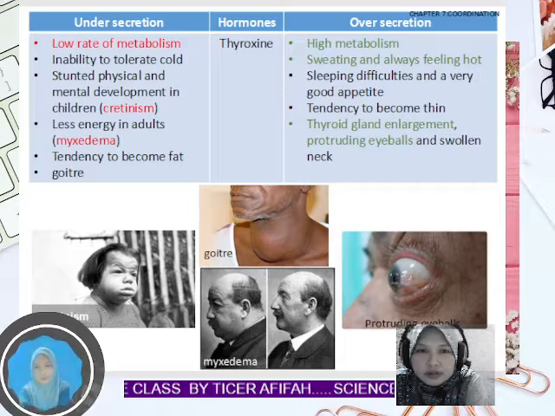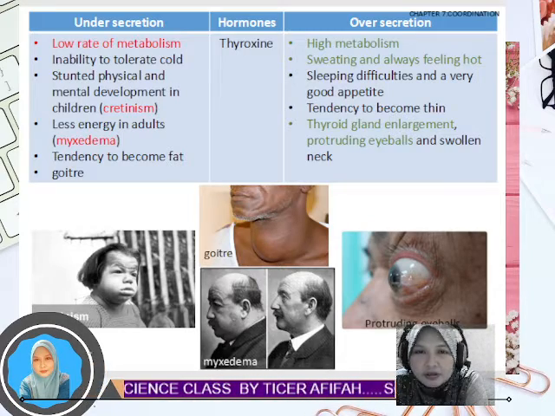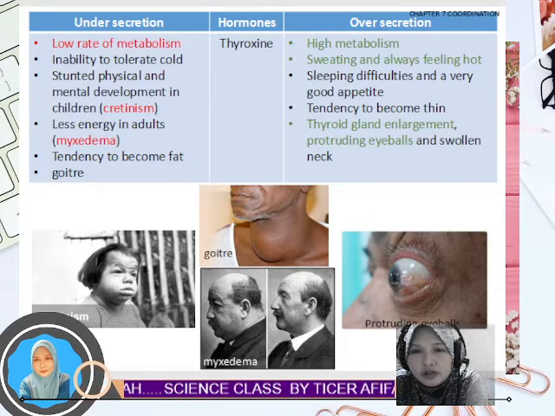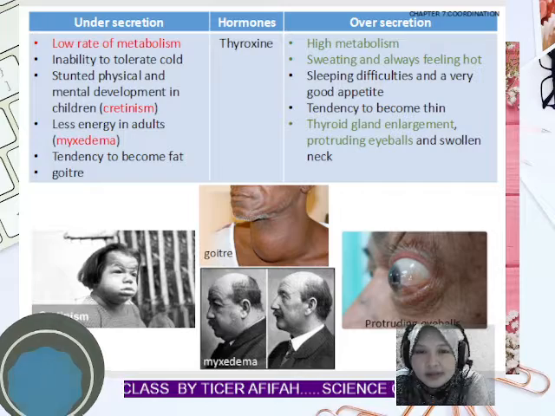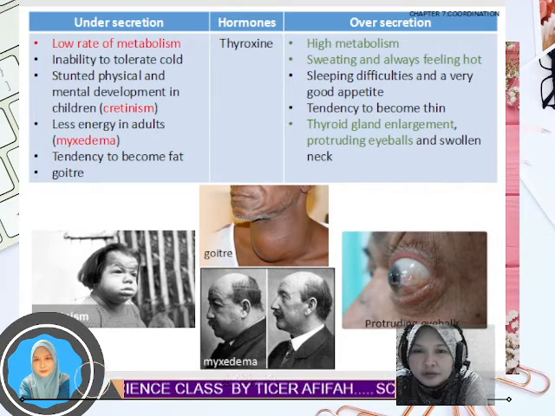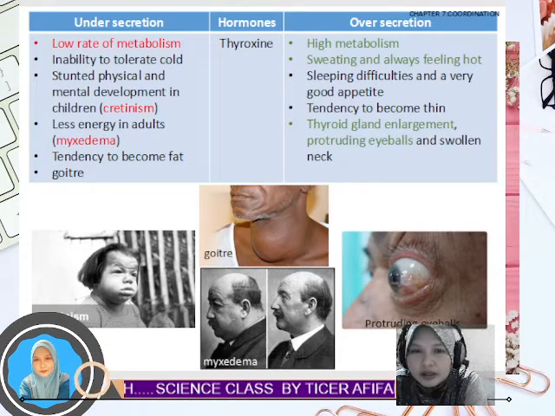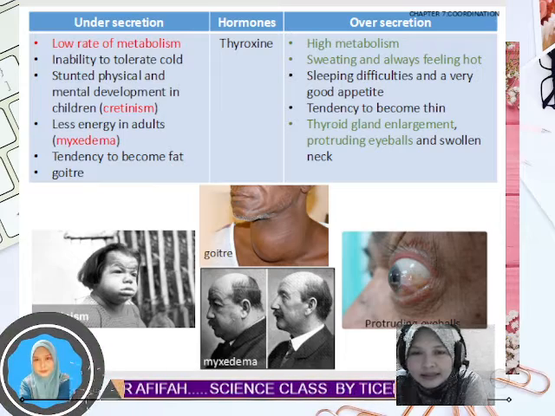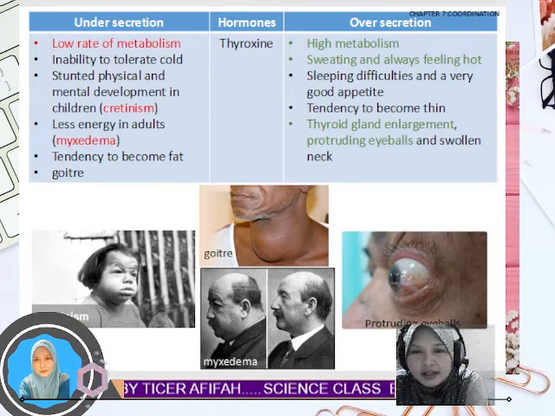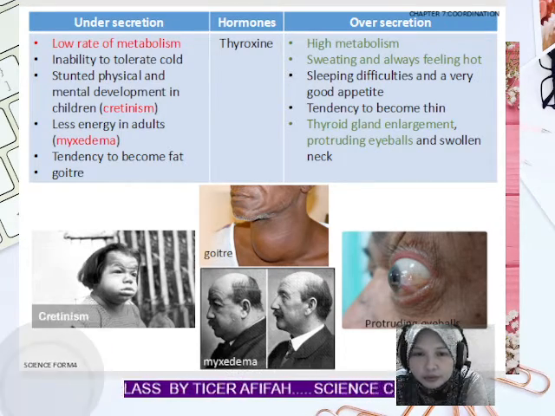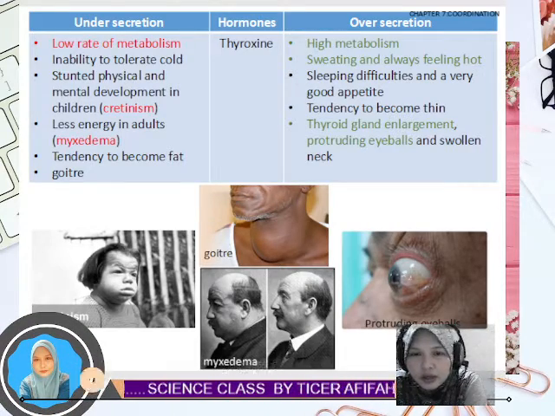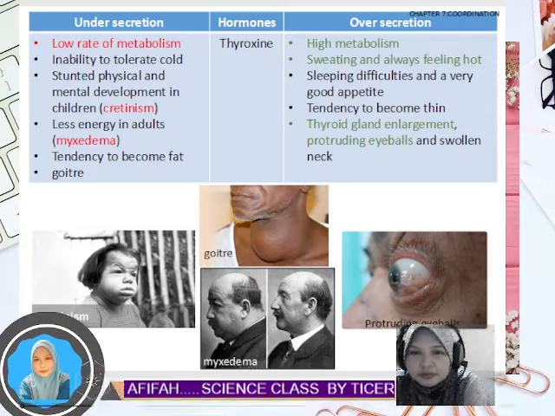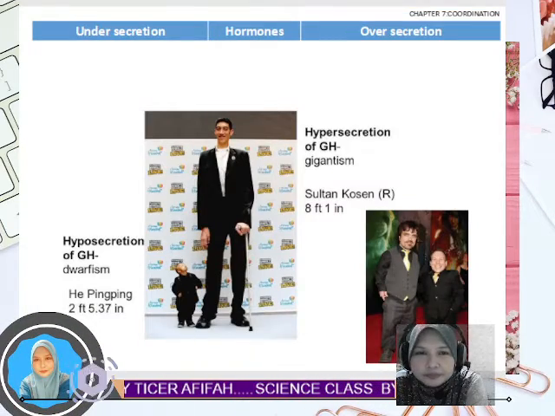Oversecretion of thyroxine hormone leads to high metabolism, sweating, always feeling hot, difficulty to sleep, and a very good appetite, but a tendency to become thin. Even if you have a very good appetite, you have a tendency to become thin. Thyroid gland enlargement is the worst one. Protruding eyeballs, your eyeballs look like they want to come up, and a swollen neck.